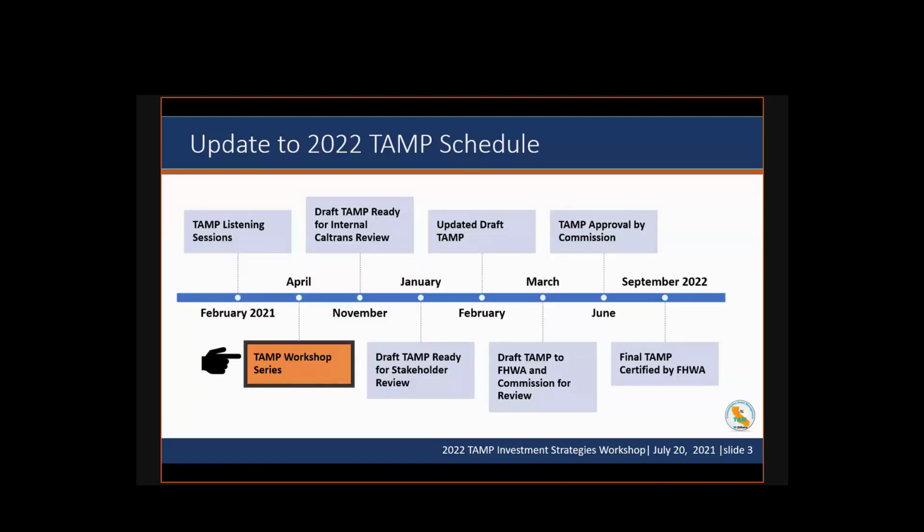Timeline, we started this back in April, and we're kind of working through. The big date that we're working towards is March 2022. That's the date our draft TAMP, or really our draft final TAMP, needs to go to the California Transportation Commission, as well as the Federal Highway Administration California Division Office. Next slide.